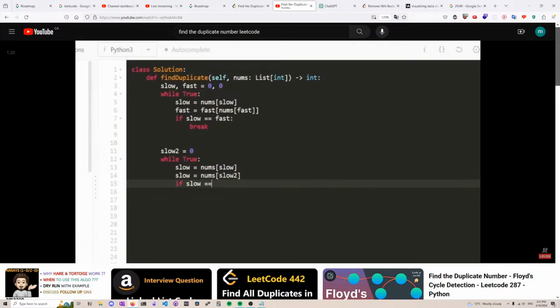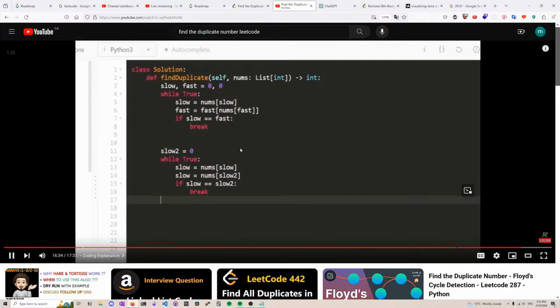So if these were equal, then we can break out of this loop and then return the slow pointer, right? We can return either of them, slow 1 or slow 2. Slow 1 and slow 2 are always an index, and the index that they're at is the duplicate number because we have multiple values pointing to the same value.